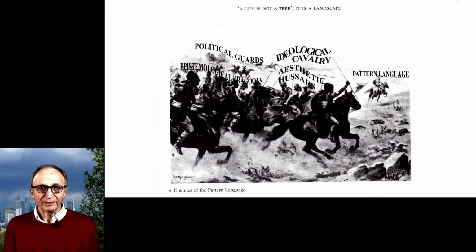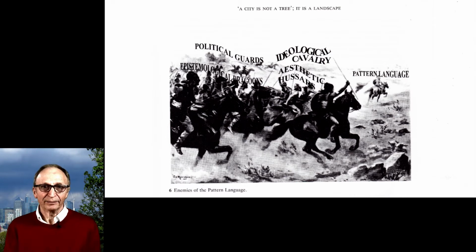The aesthetic enemies can be accommodated by accepting, as Alexander has done, that there is an aesthetic dimension to environmental design. Pattern 134, for example, states that if there is a beautiful view, don't spoil it by building huge windows that gape incessantly at it.